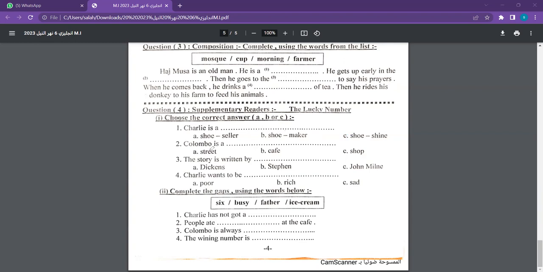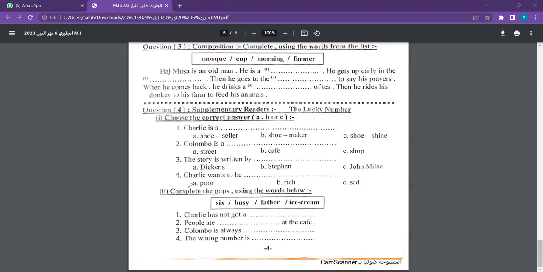Number 2. Colombo is a street, cafe, shop. Yes, cafe. Colombo is a cafe. Cafe Colombo. Okay, very good. Number 3. The story is written by Dickens, Stephen, John Millon. Who is the writer of this story? John Millon. Yes, that is right. This is the author of this story, the writer of this story. Very good, my dears.